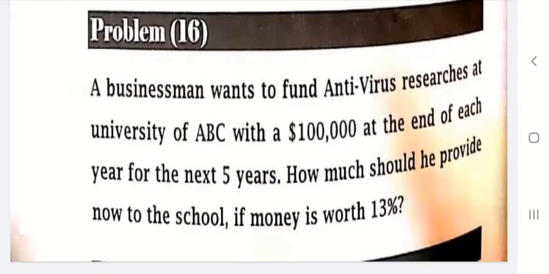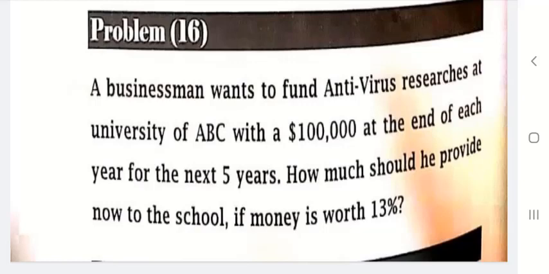Problem number 16. A businessman wants to fund antivirus research at the university of ABC with $100,000 at the end of each year for the next 5 years. How much should he provide now to the university if money is worth 13%?